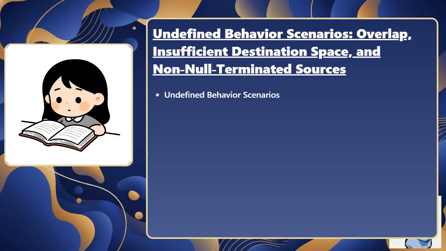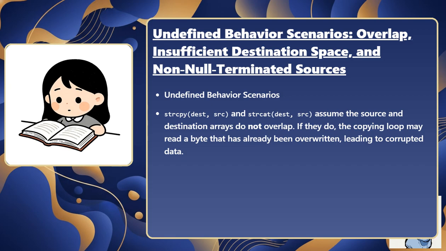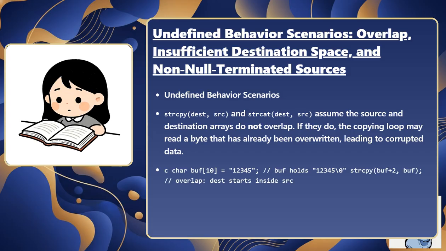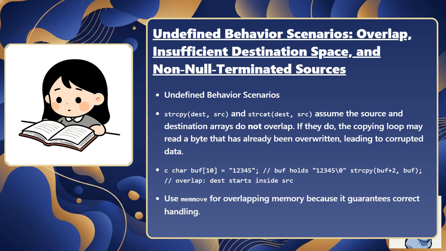Undefined behavior scenarios. strcpy(dest, src) and strcat(dest, src) assume the source and destination arrays do not overlap. If they do, the copying loop may read a byte that has already been overwritten, leading to corrupted data. A character buffer of size 10 is initialized with the string 12345. Buffer holds 12345 and the null terminator. Then strcpy(buffer + 2, buffer), causing overlap where destination starts inside source. Use memmove for overlapping memory because it guarantees correct handling.